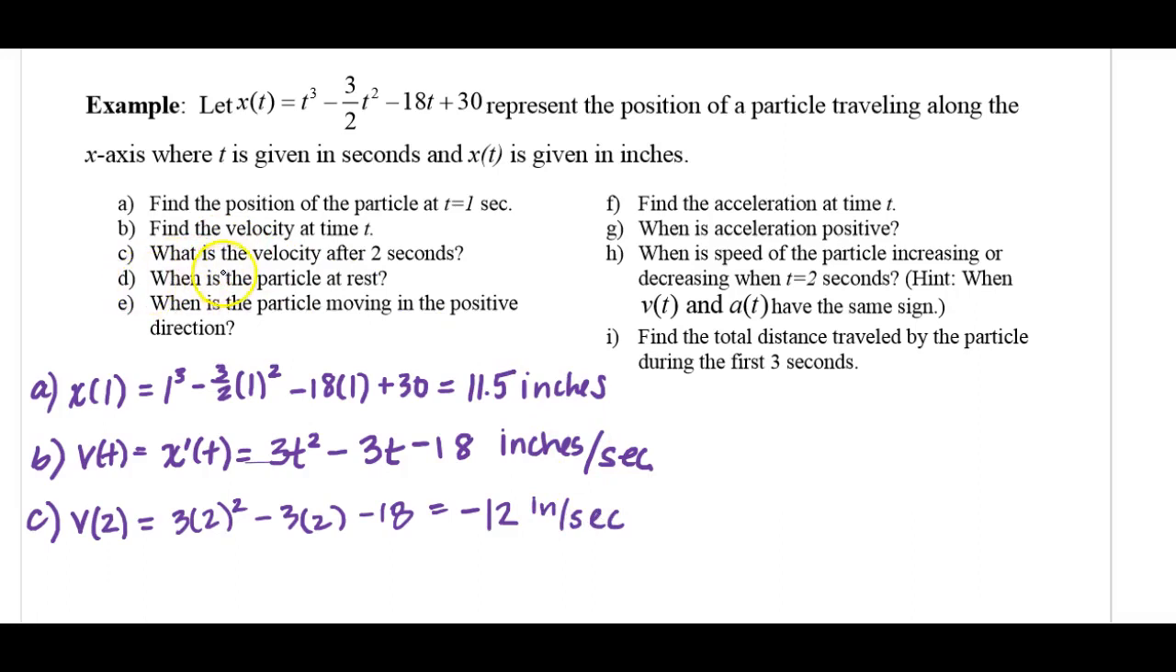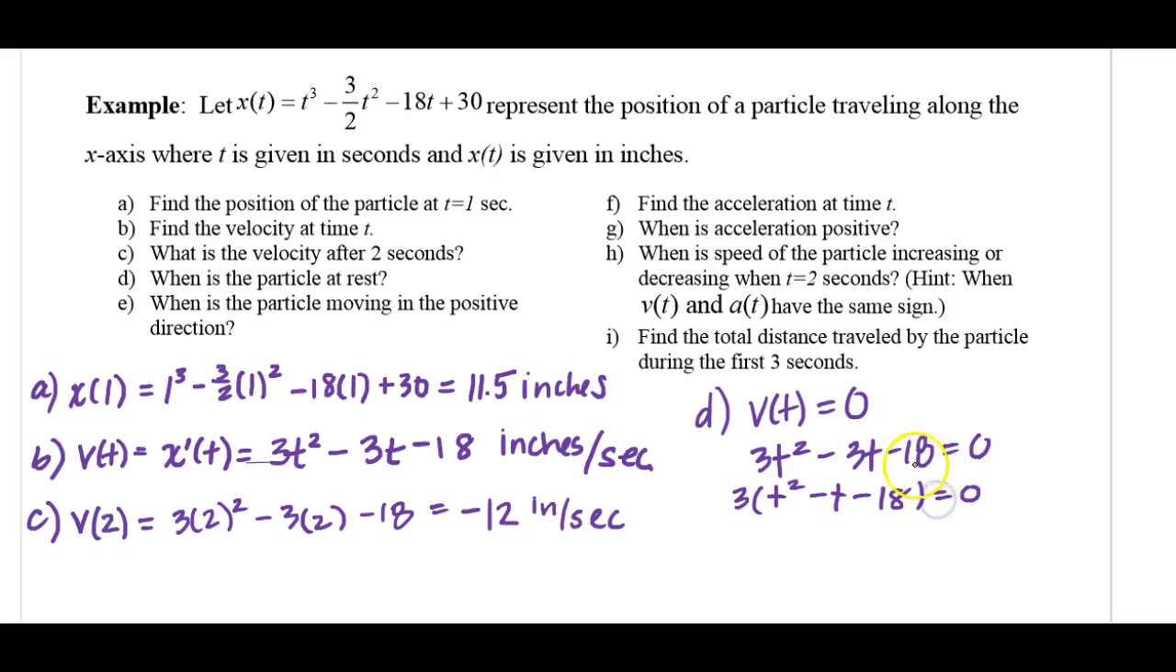So now let's move on to part D. When is the particle at rest? So in general, it's when is the velocity, v of t, equal to 0, when a particle is at rest. So v of t is this function here, so 3t squared minus 3t minus 18 equals 0. So to set this equal to 0, I'm going to have to factor it. So let me go ahead and pull the 3 out that's common in everything. So 3 times t squared minus t minus 18 equals 0. So this part right here will factor to 3 times t minus 3, t plus 2 equal to 0.